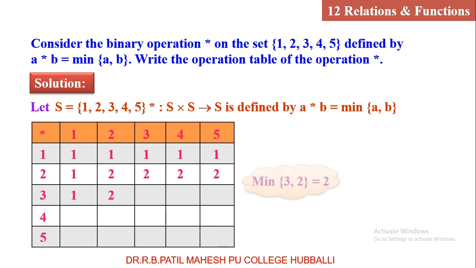You can observe that clearly we get the answer, students. See 4 star 5, minimum value between 4 and 5 is 4. Next 5 star 1, 5 star 2, 5 star 3, 5 star 4. 5 star 4, minimum between 5 and 4 is 4. 5 star 5, minimum value between 5 and 5 is 5. Hence, finally we get this binary operation table. This is for a 2 mark question. Just have a look. It is very simple.